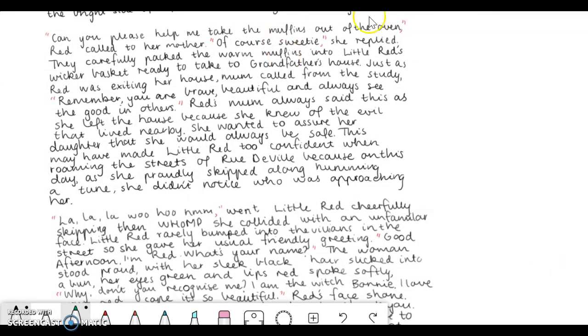Can you please help me take the muffins out of the oven? Red called to her mother.